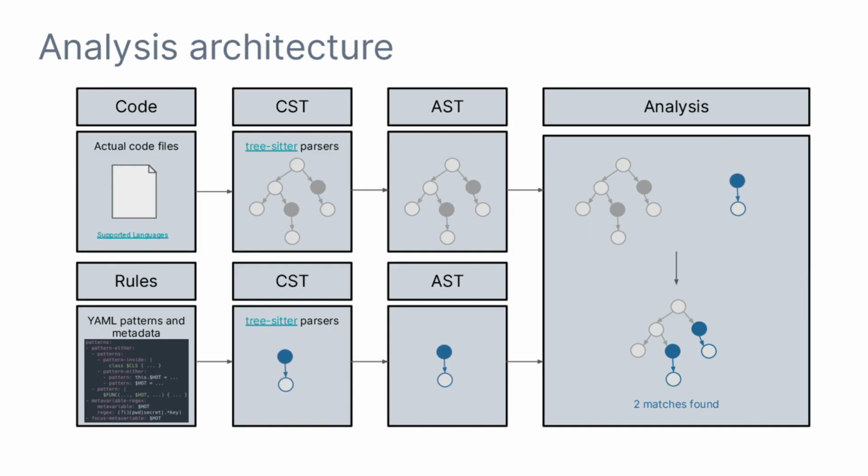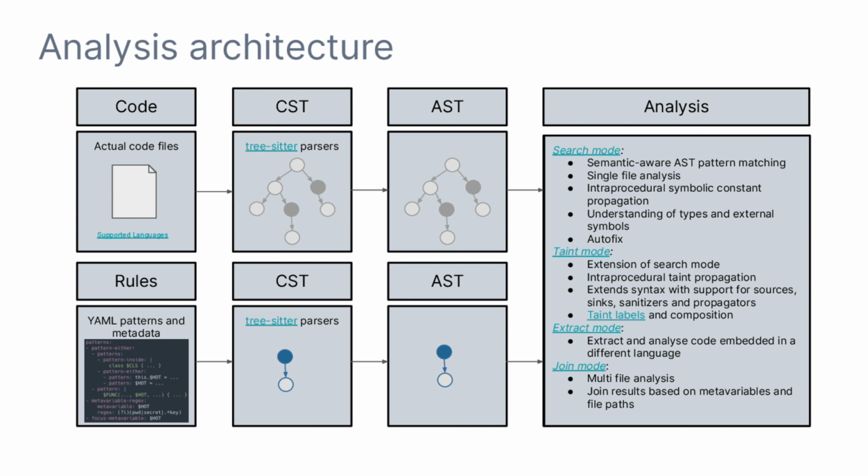And so if you want to write rules that do this data flow analysis, we have a few different modes. So far, we've actually been writing rules in what we call search mode, which is, as you've seen, semantic aware. It uses some symbolic propagation. We have autofix, but we also have a few other modes. And in particular, we'll be talking about taint mode, where we can do some data flow analysis. We can define sources, sinks, propagators, sanitizers, and we have some more advanced features like taint labels, which maybe we'll be able to demo as well.